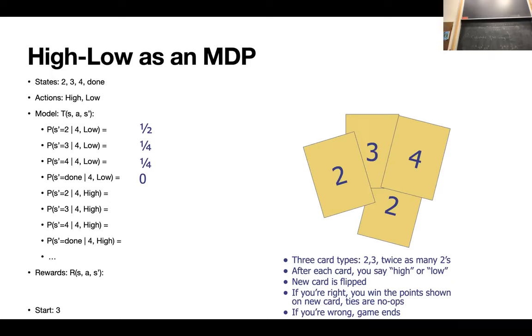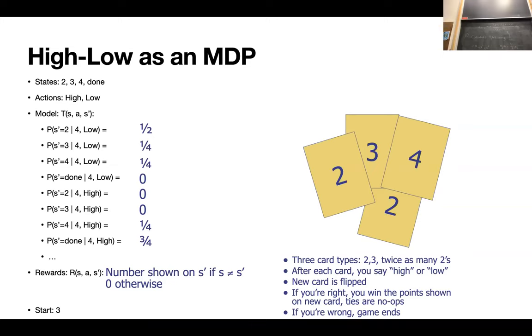And we do the same thing on the other side. If we have a 4 and high, we again write out these probabilities with these transitions. The probability of ending up in state 2, given you had the 4 and you said high, is 0, because 2 is lower than 4, you would be wrong, and the game ends. So the key idea is that this is how you write the transition function for the game.